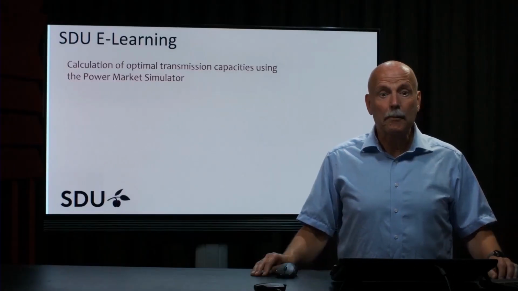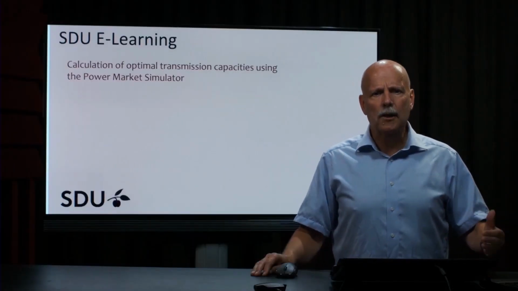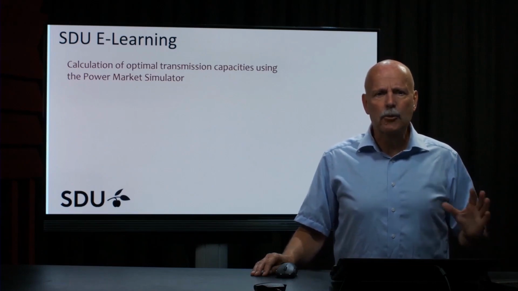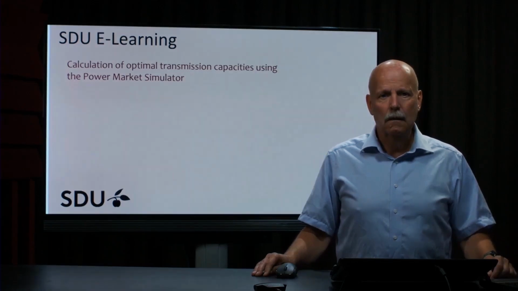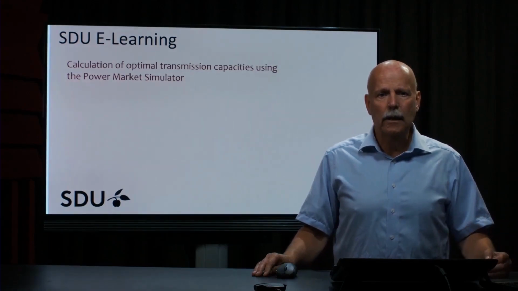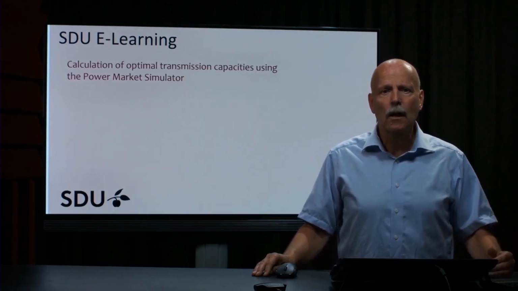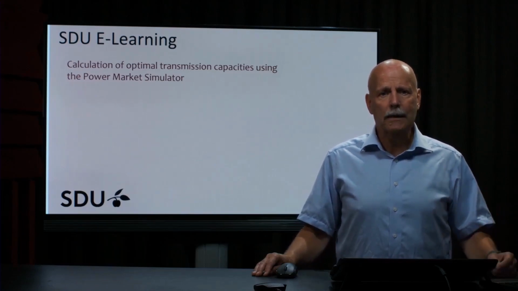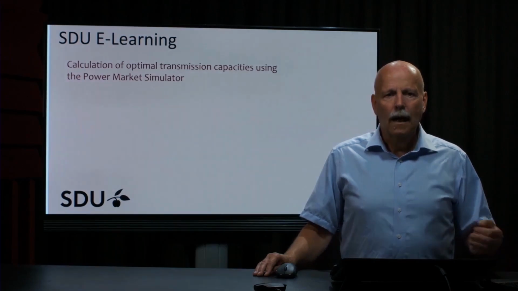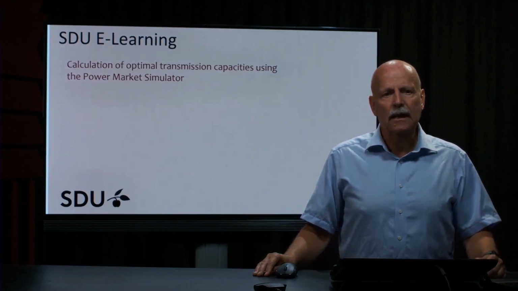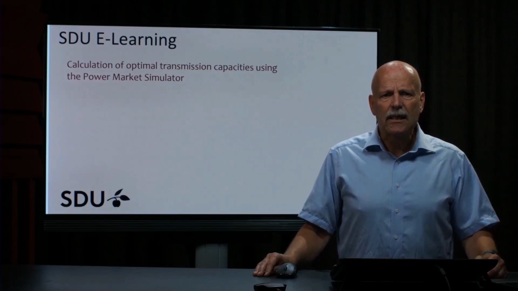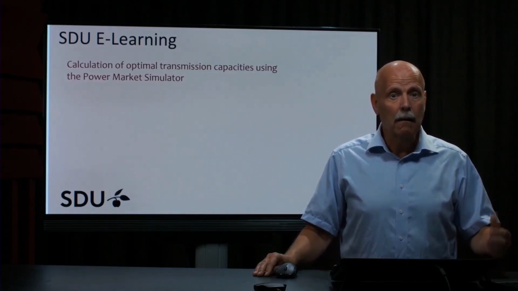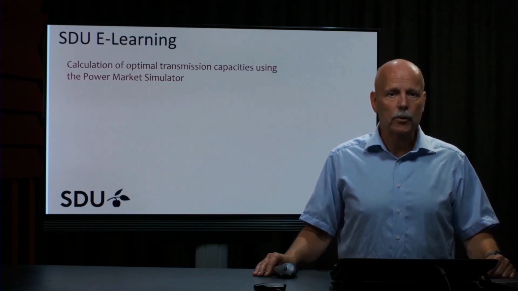Ulrich has shown in a previous video how to optimize the capacity of a transmission line between two areas. He used in his video an example from the textbook Fundamentals of Power System Economics by Strbac and Kirschen. I highly recommend you get this textbook because it describes the power market seen both from an economical and a technical point of view.